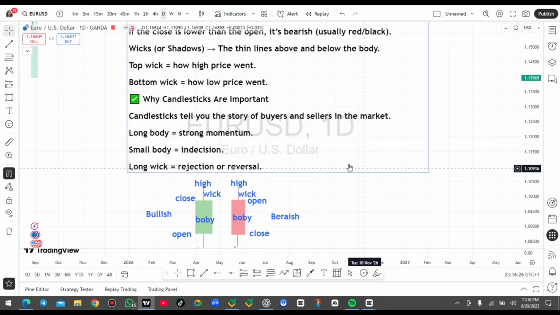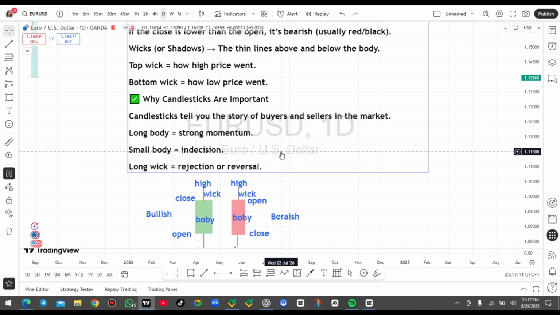And we have what we'll talk about: why is candlestick important? When we started, I told you that a lot of traders neglect candlestick, but candlestick is very important in the life of every trader. Candlestick tells you a story of buyers and sellers in the market. It is the only thing that will make you know who is in control of the market. When you see some candlestick patterns, it will tell you either buyers or sellers are in control. That's why they say candlestick tells you a story of buyers and sellers in the market.